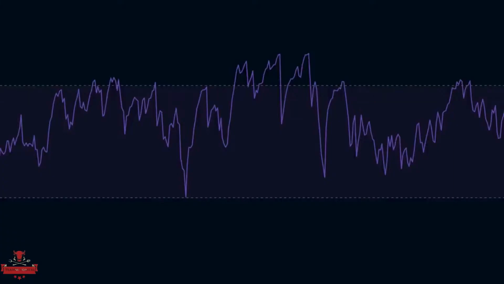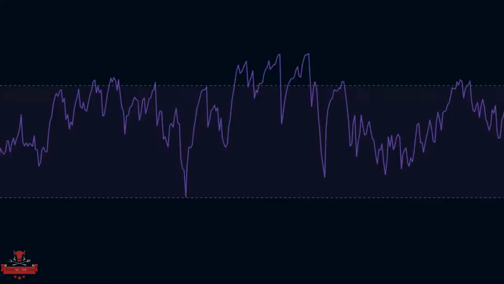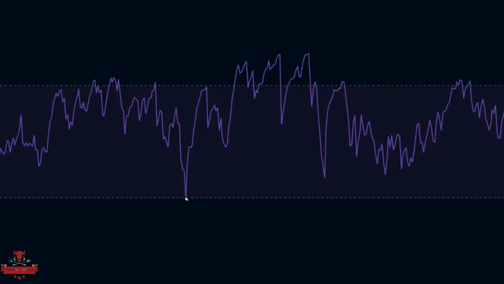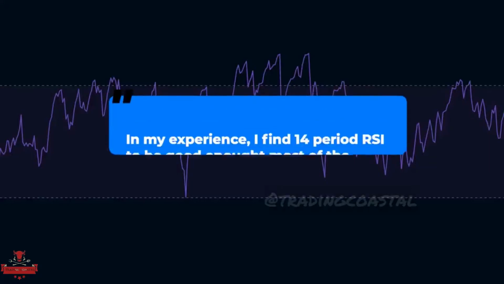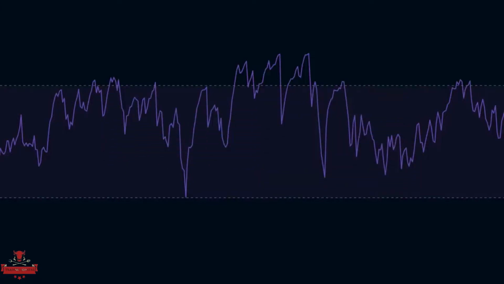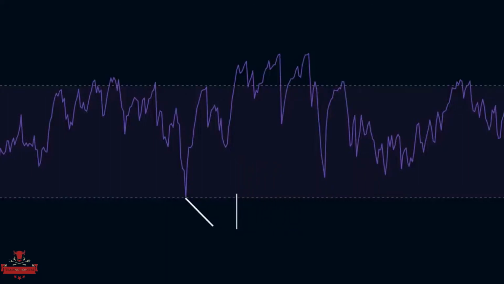The value of the RSI revolves between 100 and 0. Another important variable in the RSI is the period over which the calculations will be made. By default, most of the charting packages provide a 14-period RSI. This means that the RSI will measure the movement over the last 14 candles. In my experience, I find the 14-period RSI to be good enough most of the time. Some people like to use shorter 2, 3, or 4-period RSI. But for this strategy, we will stick to the 14-period RSI.